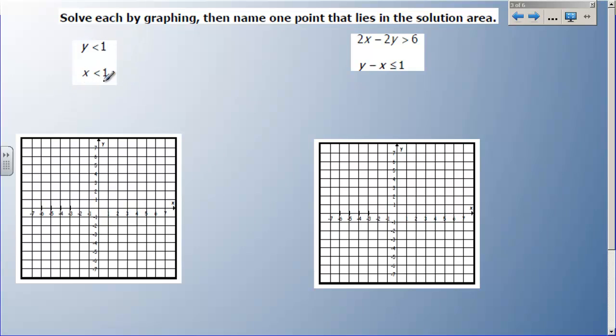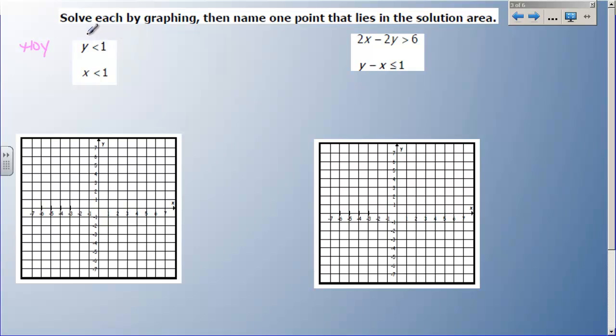y is less than 1 and x is less than 1. This is a y with no x, and this is an x with no y. When you have just a y equals, or in this case a y is less than, this is a horizontal line. Oh, my bad, it is a horizontal line where y equals 1.